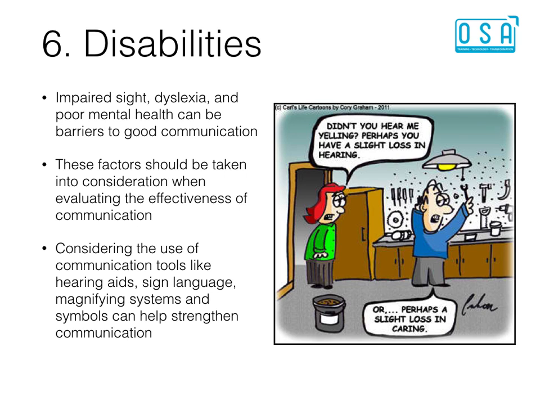Next would be disabilities. Of course, there would be some people who are what you call the PWDs, or the people living with disabilities, or what we call the differently able. Impaired sight, dyslexia, or poor mental health can be barriers to good communication. All right, and as messengers or senders of messages, we have to be wary about it. These factors should be taken into consideration when evaluating the effectiveness of communication. Considering the use of communication tools like hearing aids, sign language, magnifying systems, and symbols can help strengthen communication.